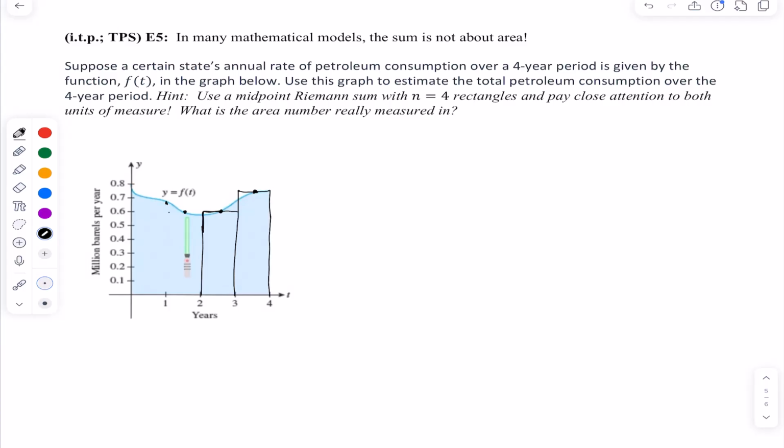I'll leave it up to you to perform this calculation, but what's really intriguing is that our estimations really have nothing to do with area. It's just a geometric representation of a number. So let's look at it from a unit standpoint, or unit analysis standpoint. We can see that the Riemann sum will look something like this.